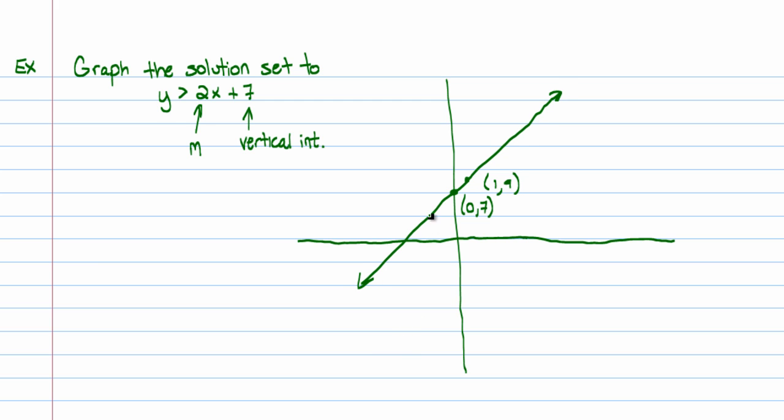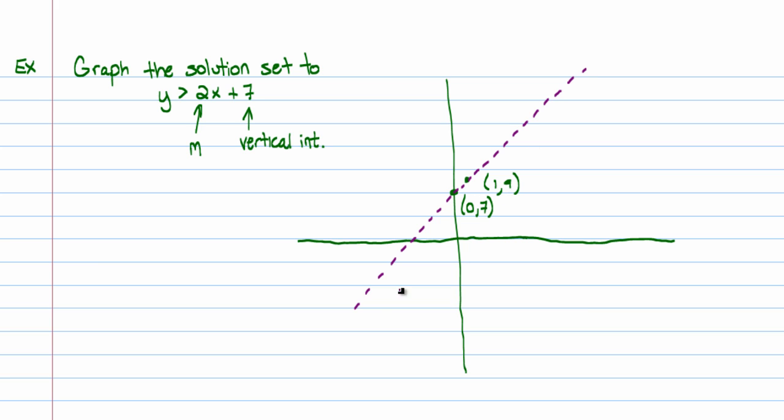However, this is not an equality. It's an inequality. So I can't do that. Instead, I have to connect these 2 points with a dashed line. It's strict inequality and means that we can't actually be on this line because we have to be, well, y has to be greater than, strictly greater than 2x plus 7.